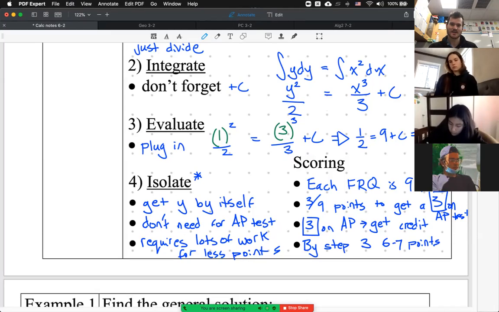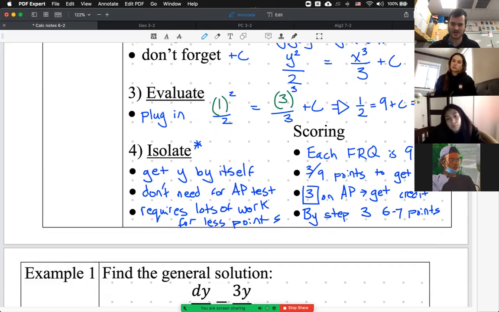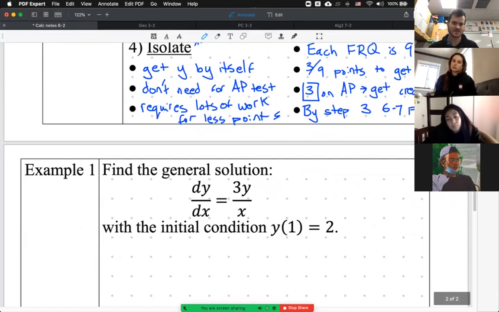And that's why I don't want people doing step 4 unless they're overachievers, which I know some of you are. But let me just say, my expectation is that everyone finishes step 3. If you want to go above and beyond and you have extra time on the test, go ahead and do step 4. I'll teach it, but my expectation is that you're not going to do it unless you really, really want to. So let's do an example in the back.